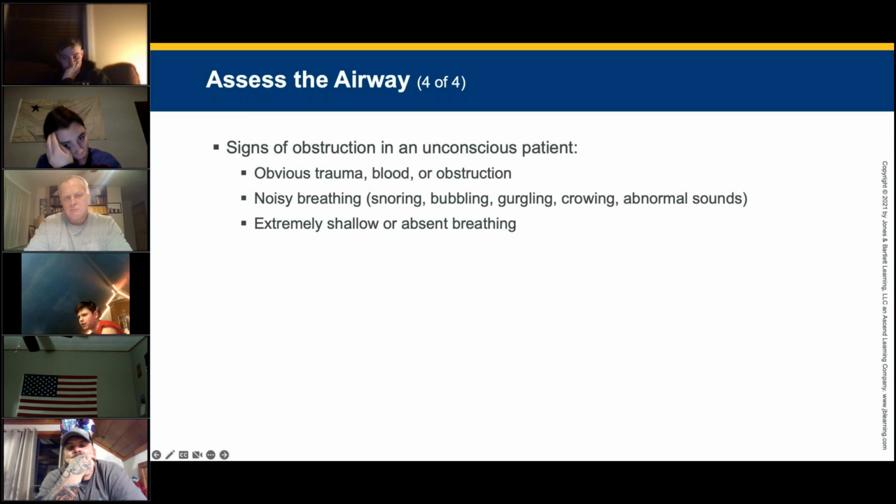Signs of obstruction in an unconscious patient. Obvious trauma, blood, or an obstruction. That's where you're looking. Look in their airway and see what you can see. Noisy breathing, snoring, bubbling, gurgling, crowing, abnormal sounds. Anything that doesn't sound like normal breathing should be a concern. Extremely shallow or absent breathing. That's that agonal breathing we're talking about. It's not adequate breathing.